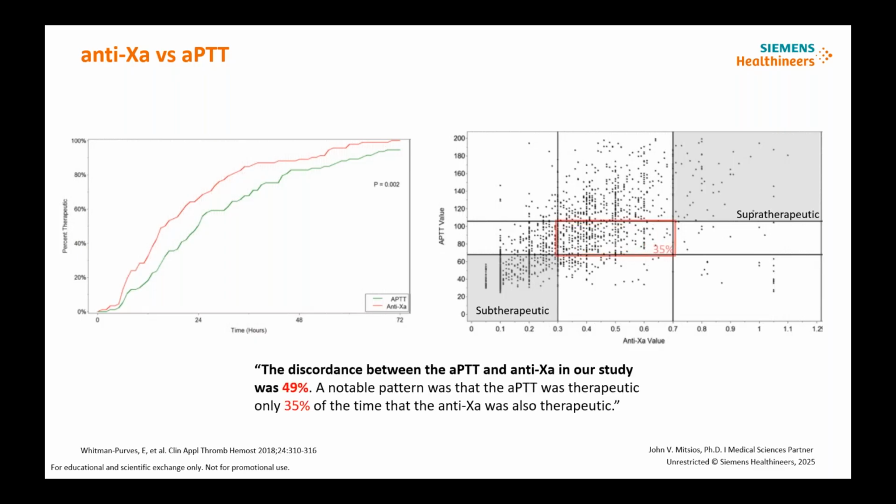But what's interesting is that one of the statements made in the paper is this: the discordance between the APTT and the anti-10A in our study was 49%. So close to 50% of your samples were discordant when measuring both APTT and anti-10A. And a notable pattern was that the APTT was therapeutic only 35% of the time, while the anti-10A was also therapeutic. I think that to me is extremely telling, right? It verifies what that previous figure shows, that patients being monitored with the anti-10A get into that therapeutic range much faster. And there's a lag period for PTT before it eventually reaches and meets that of the anti-10A assay.